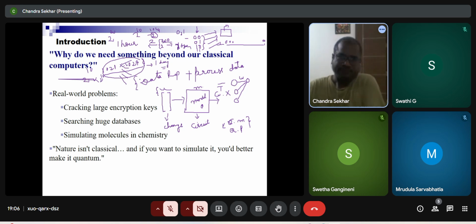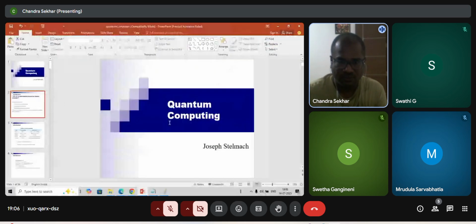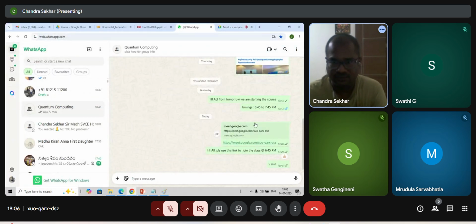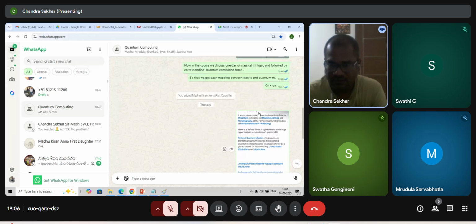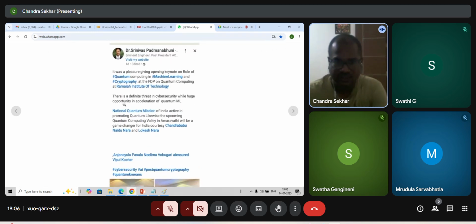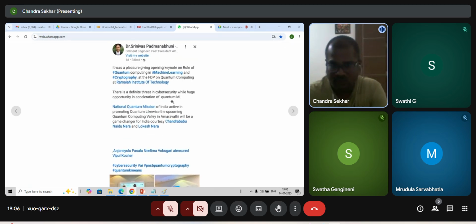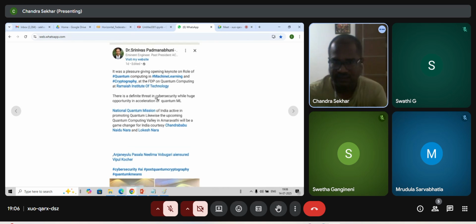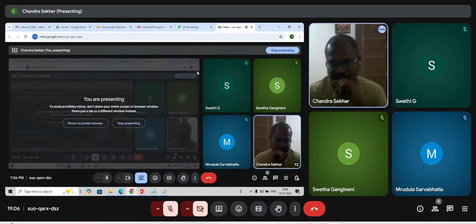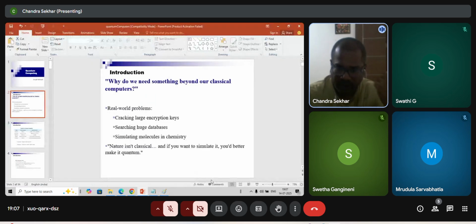Okay. So I shared one piece of information in the group. What does it say? In the quantum computing group, I shared this information from Srinivas Padun. Here what he is telling is, there is a definite threat in cyber security, while there is a huge opportunity in acceleration of quantum ML. Why is he telling that it's a definite threat in cyber security? Have you thought of why it is a threat to cyber security and why it is an advantage to quantum ML?